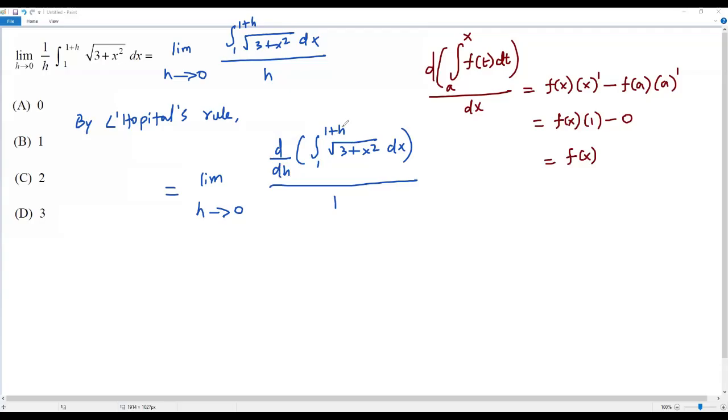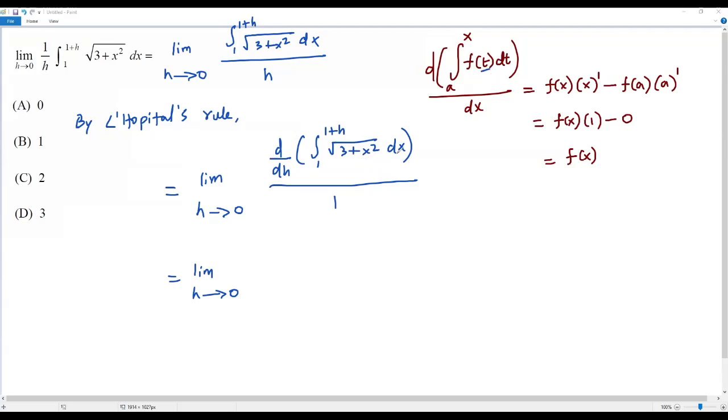So here also we can consider the upper limit of this definite integral. So we have it in terms of the variable h. So the result of this integration will be in terms of the variable h. So we can find the derivative of this one with respect to h. Okay, now let me do it over here. So we get limit h approaches 0. Now what we have done is, instead of f of t, we have square root of 3 plus x square, and instead of t, we have the variable x.